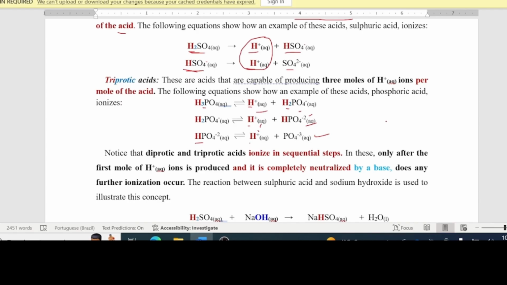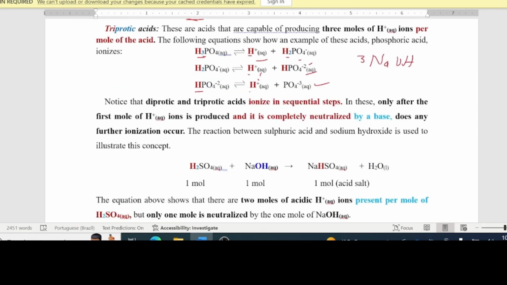But again, if I have 3 moles of NaOH and I drop it in 1 mole of phosphoric acid, because you're having 3 moles of OH ions here, eventually all 3 of these get neutralized and you form sodium phosphate.